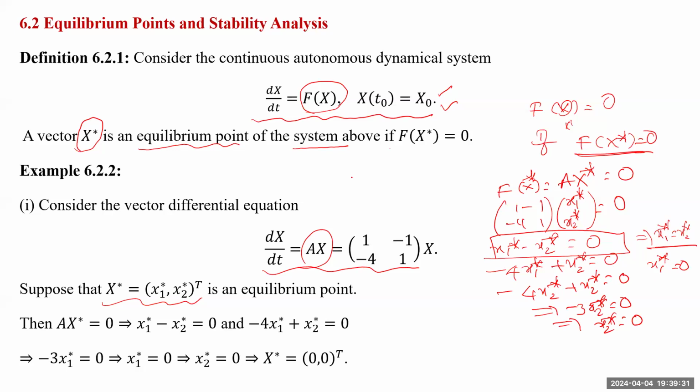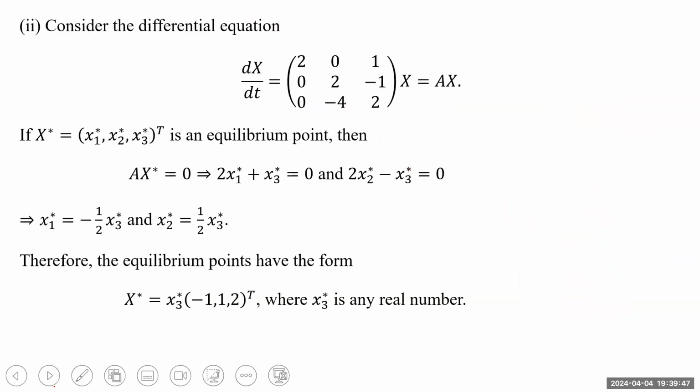My equilibrium point, x star, is equal to (x1 star, x2 star) transpose. That is simply (0, 0). So this is my equilibrium point for this dynamical system. Similarly, let us say this is our second example, the 3 by 3 we discussed just now.